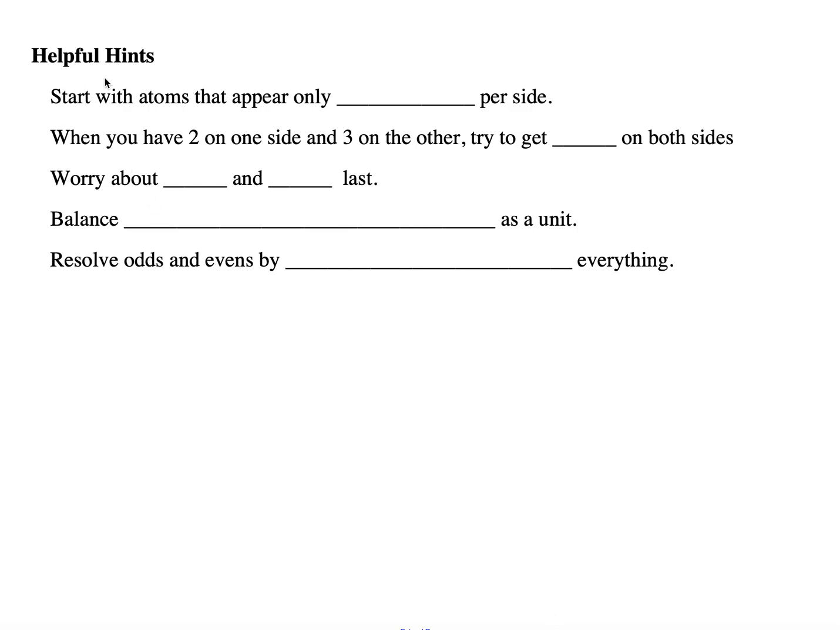All right, first tip is start with atoms that appear only once per side, meaning they're not in multiple formulas on the same side. So if you're not sure where to start and you see something that shows up a lot, don't start with that one. Start with things that are rare and that you only see in one compound per side.